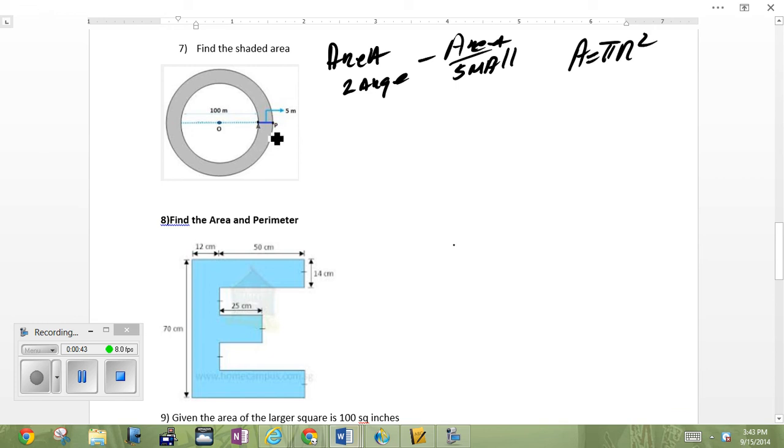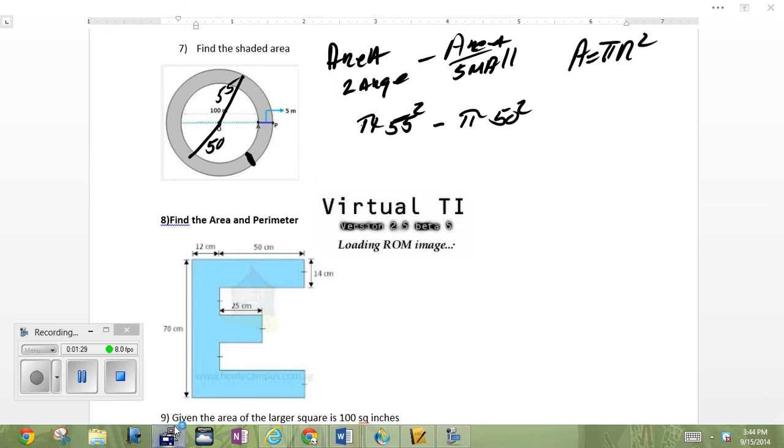Looks like what the large circle is trying to show us is that the distance between the large circle and the small circle is 5 meters. So which means the smaller circle has a radius of 50 and the larger circle has a radius of 55. So the large circle would be pi times 55 squared, pi times 55 squared minus pi times 50 squared. It shouldn't be that bad.